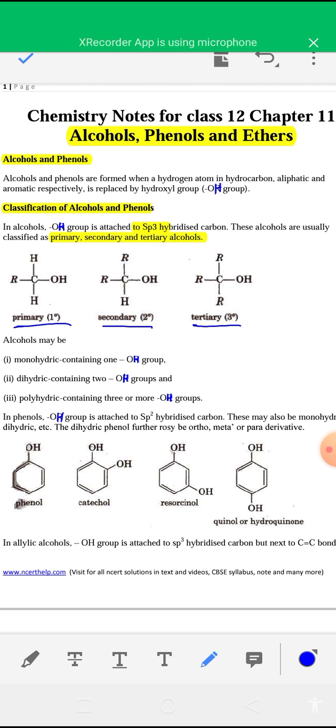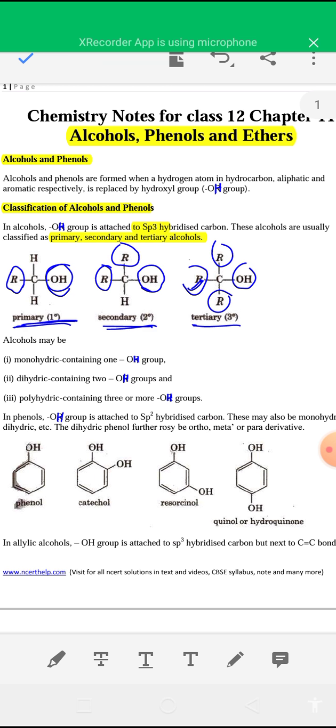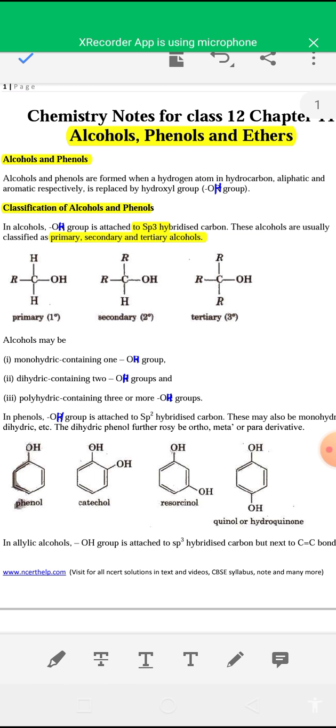If the carbon atom containing the OH group is directly joined with only one alkyl group, then it is known as primary. If the carbon atom containing the OH group is directly attached with two alkyl groups, then it is known as secondary. If the carbon atom containing the OH group is directly joined with three alkyl groups or three carbon atoms, then it is known as tertiary alcohol or 3 degree alcohol.